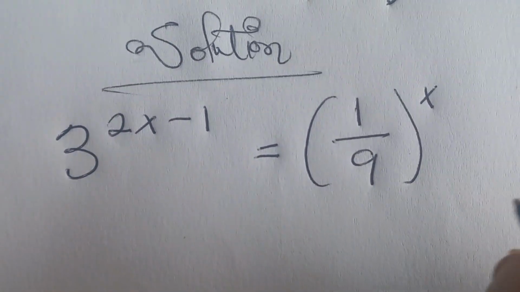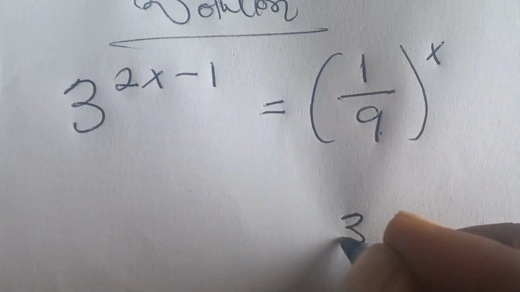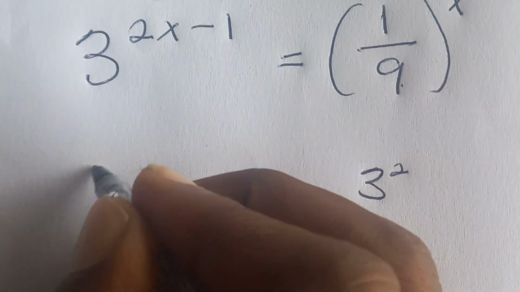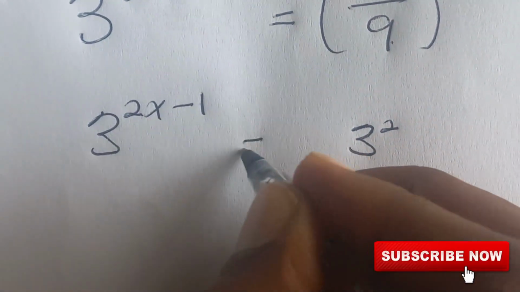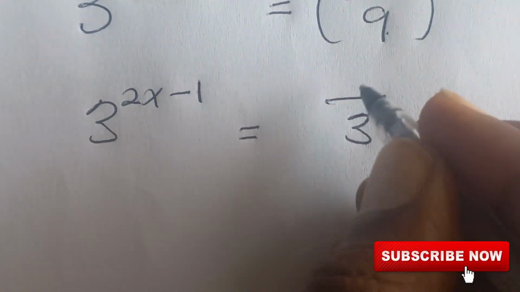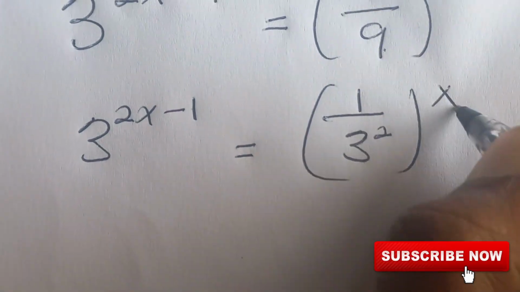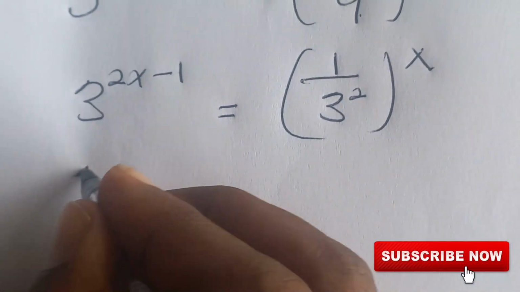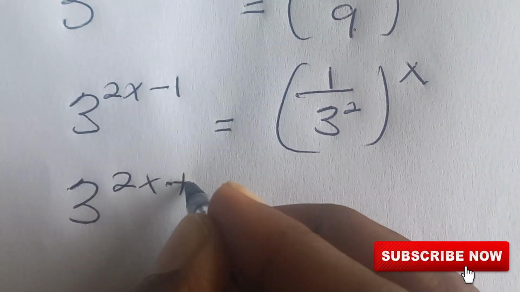So from here, this 9 we can write it as 3 exponent 2. Okay, so our equation now becomes 3 exponent 2x minus 1, which is equal to 1 on 3 exponent 2, all exponent x, like this.